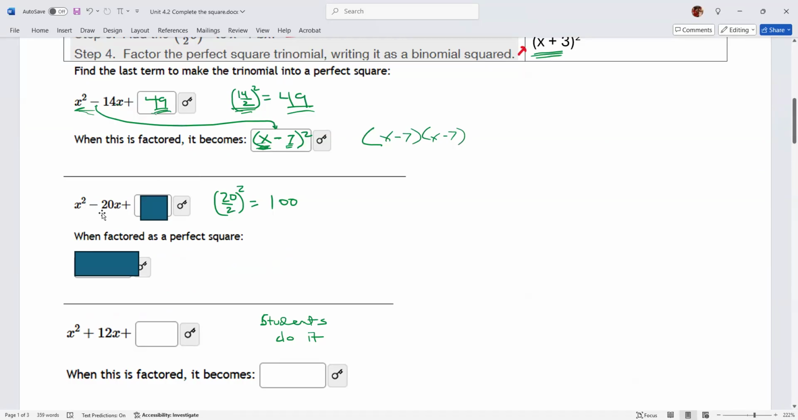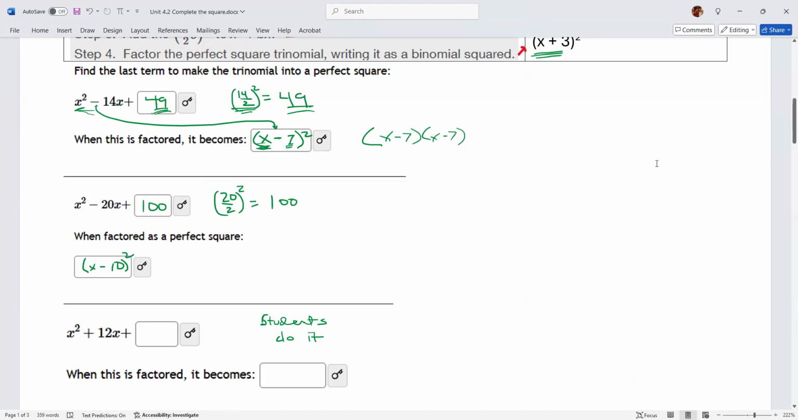So for example, here, what missing value would make this a perfect square trinomial? Well, again, I show you the work. 20 divided by 2 is 10. 10 squared is 100. So the missing value here is 100. And then to rewrite that as a perfect square trinomial would simply be x minus 10 quantity squared.